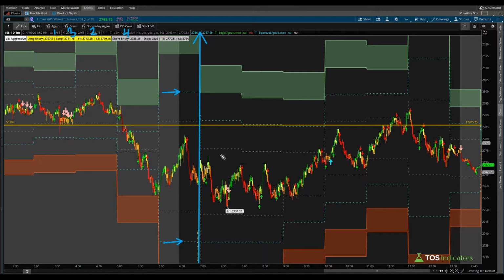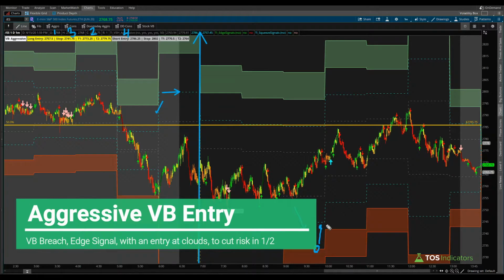So using the aggressive volatility box here, we see that we did not breach either side's lines, and so that's your okay to continue to use those models. With the current volatility, we've talked about this in lots of videos, and in the trade plan as well, but with the most aggressive model, if we do breach our cyan line, we're then waiting for an edge signal confirmation and then an entry at the clouds instead of the cyan line, which then lets you cut your risk in half and use the cyan line as the actual target.